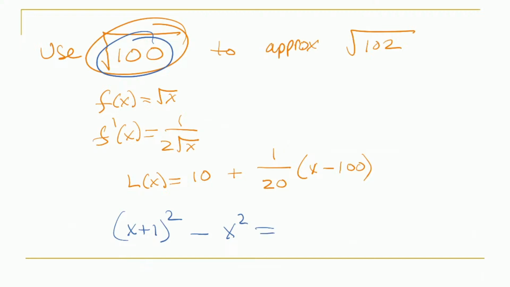It's beautiful. You do this, you get x squared plus 2x plus 1 minus x squared. That's 2x plus 1. The difference between a square and the next square is always 2 times x plus 1. Yes, you are correct. Not coincidence.